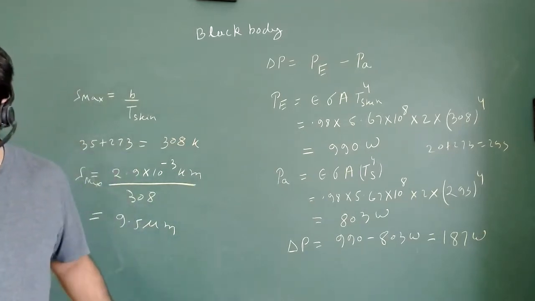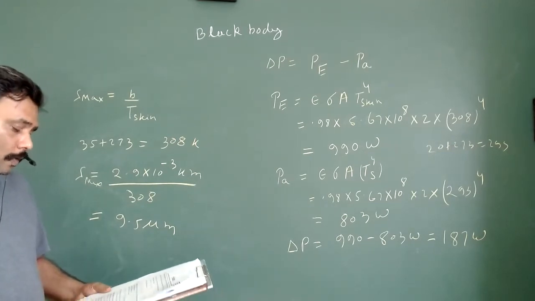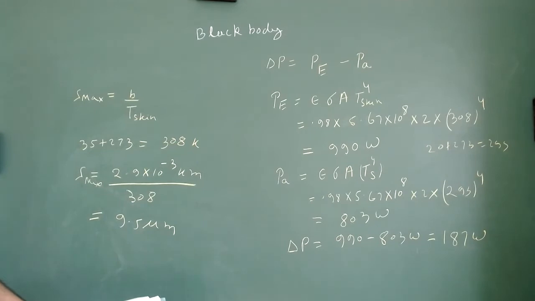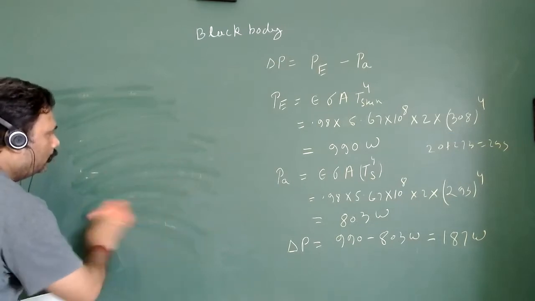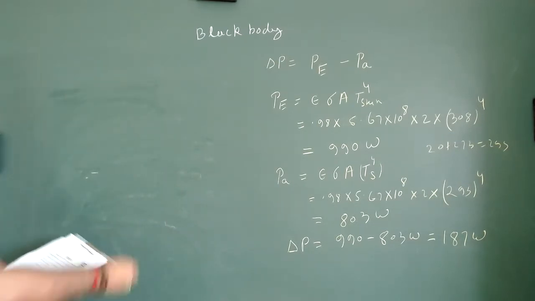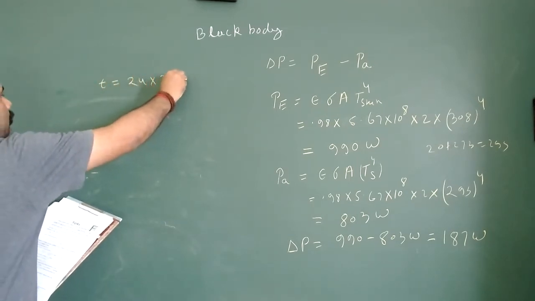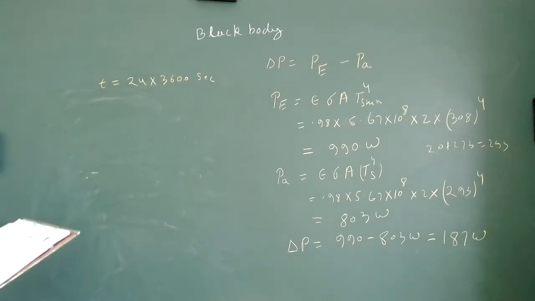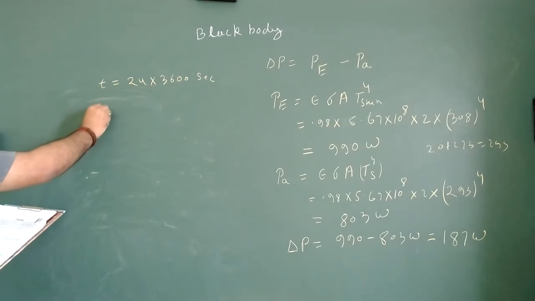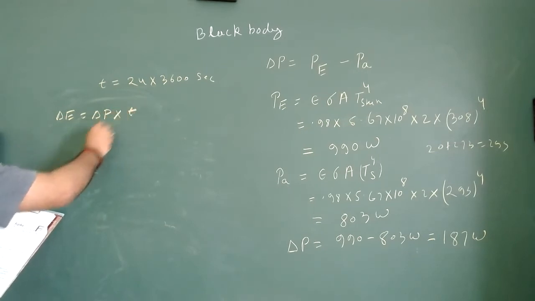And now we have to calculate the energy lost during the whole day. In the whole day we have a total time of 24 into 3600 seconds. In this time the body will radiate this much energy. So the energy delta E is equal to delta P into T.